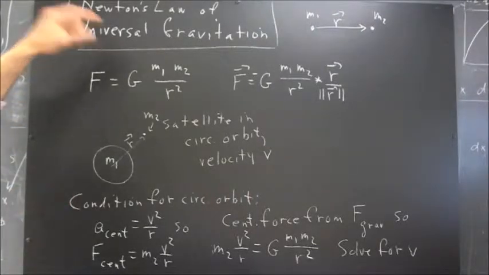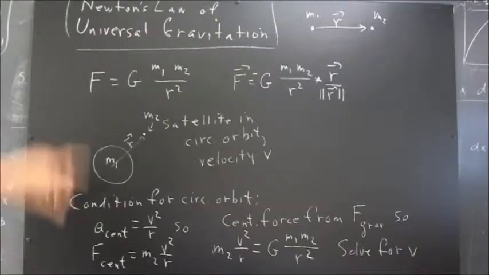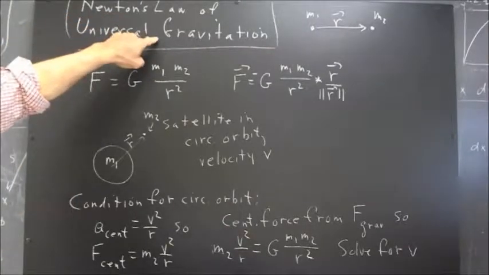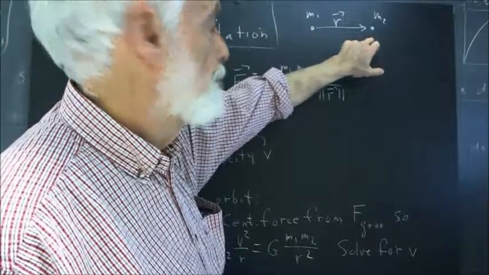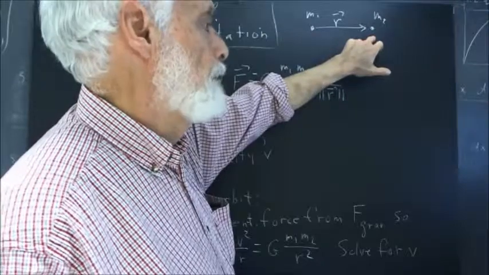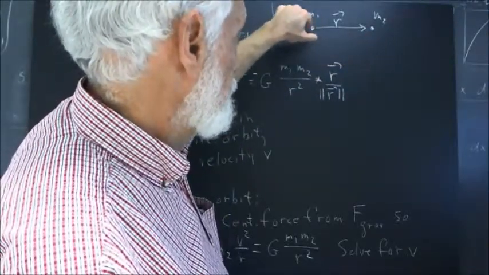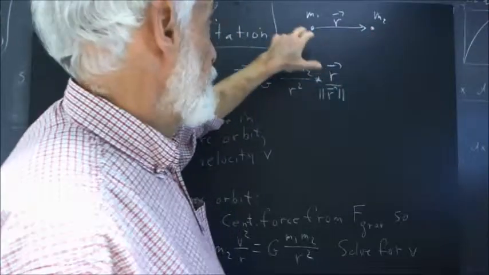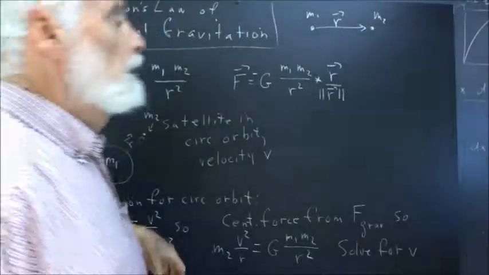We next talk briefly about Newton's law of universal gravitation. Newton's law of universal gravitation says that if you have a mass 1 and a mass 2, and these are officially point masses, although this also applies to spherically symmetric masses that are separated by enough distance that they don't interpenetrate one another.